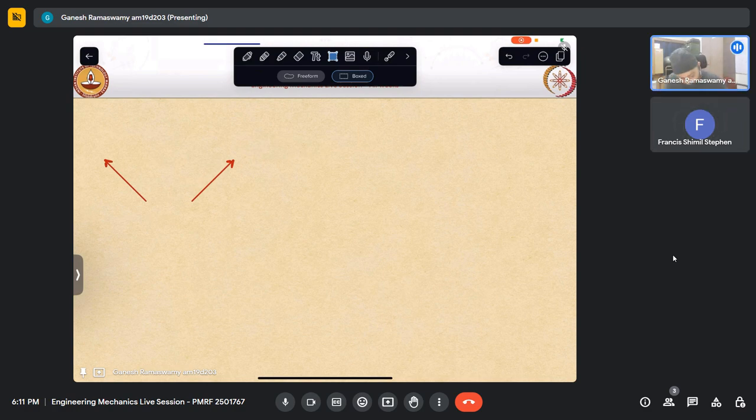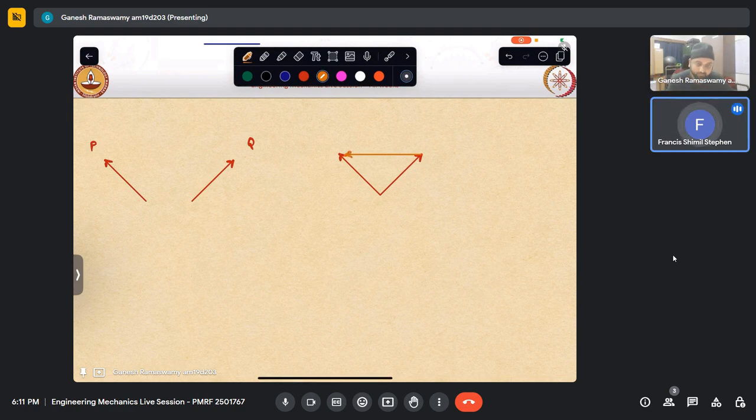Let us say that there are two vectors. This is P, this is Q. Now what we do is we take it here and then we make it like that. Now, what is the question that you're asking? Actually, one with respect to the other would be this angle.